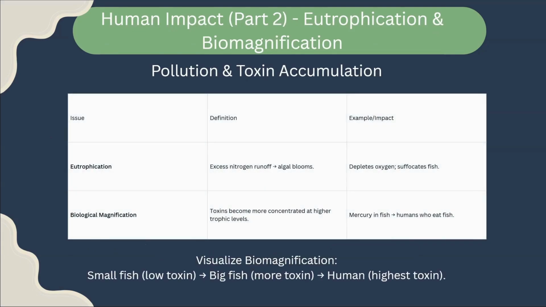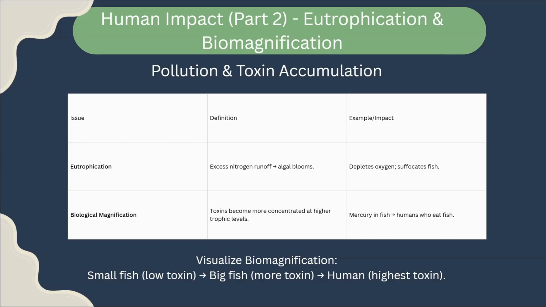So eutrophication and biomagnification. Pollution and toxin accumulation. So the issue here, eutrophication, is when excess nitrogen runoff leads to algal blooms. It depletes oxygen and suffocates fish. This could happen through fertilizer runoff. So biological magnification is when toxins become more concentrated at higher trophic levels, like mercury in fish to humans who eat fish, and this can happen through normal pollution.